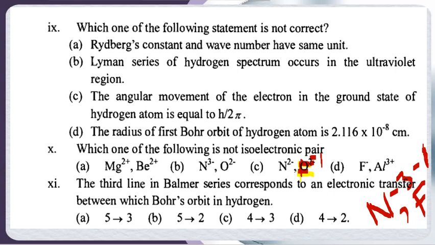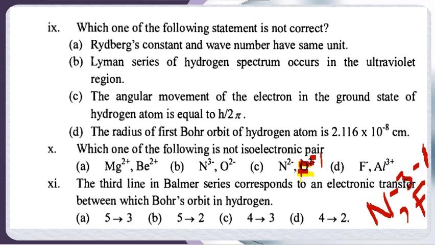N minus 3 and O minus 2 both acquire 10 electrons each. They are isoelectronic, as N is 7, and with minus 3, the addition of 3 electrons makes it 10. Oxygen with atomic number 8, after addition of minus 2, becomes 10, so they are isoelectronic.